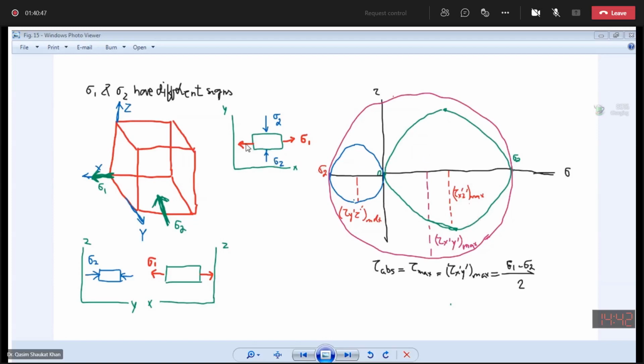Third one is this x and y in which you have sigma 2 and sigma 1. So we are just going to draw this Mohr circle encapsulating sigma 1 and sigma 2, and its in-plane shear stress will be this one, tau x dash y dash. Now in this case, the absolute maximum shear stress, the larger of the three, is this tau x dash y dash, and the maximum in-plane shear stress, which includes both sigma 2 and sigma 1, is also the same. So absolute maximum shear stress and maximum in-plane shear stress will be the same formula, sigma 1 minus sigma 2 over 2. Is this clear?